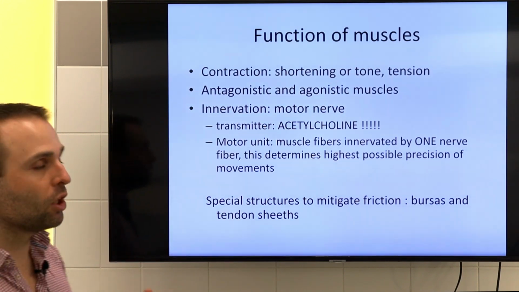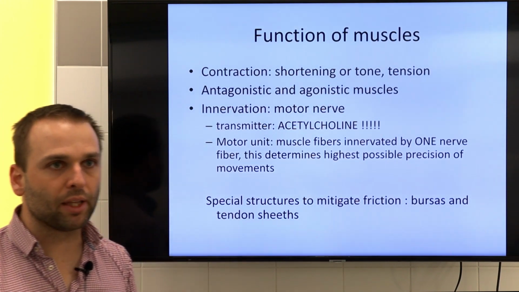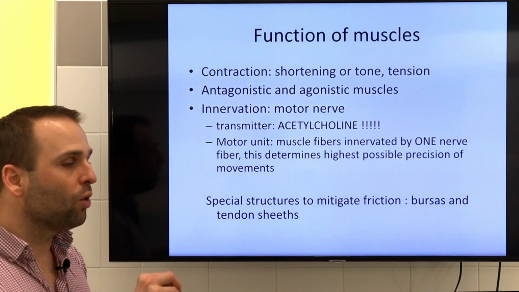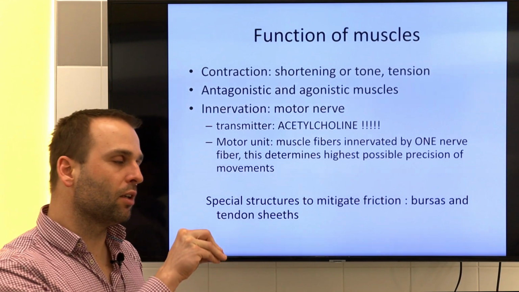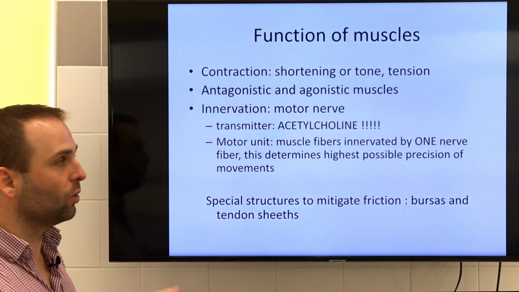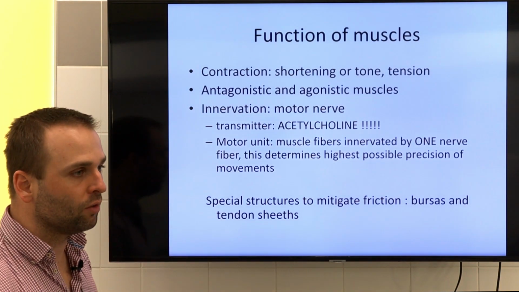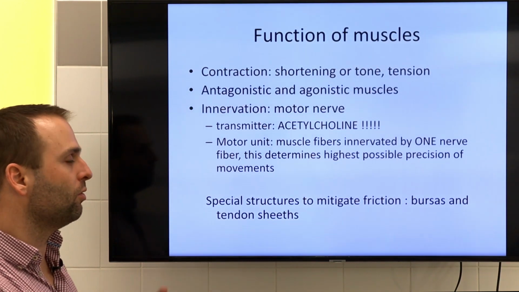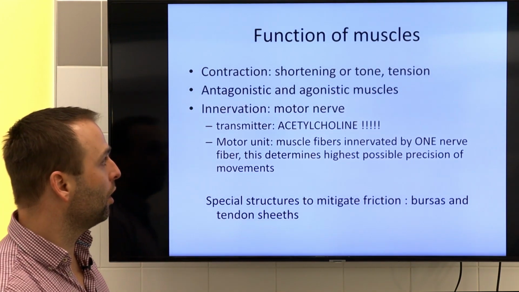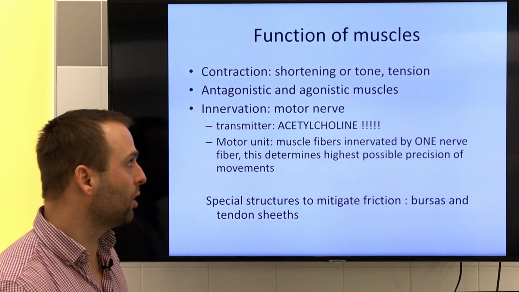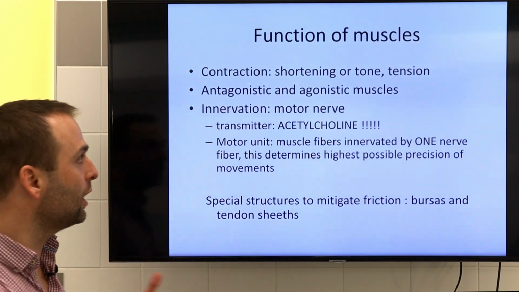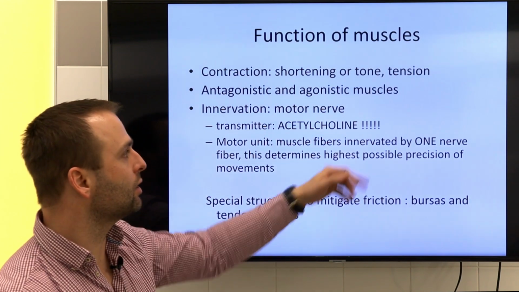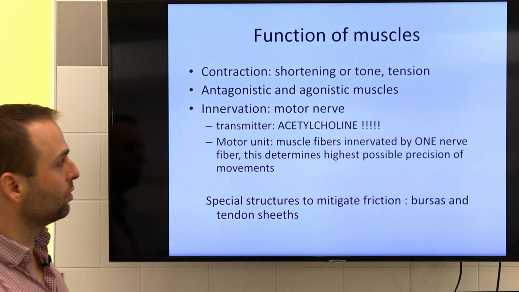Innervation. So the function of muscles is regulated by the nervous system. How these nerves are influencing the function of the muscle, that is called innervation. So the motor nerve is the nerve which is responsible for the voluntary movement of that particular muscle. Here the transmitter, so the signaling molecule which is released by the nerve endings, is acetylcholine. This is extremely important to know.